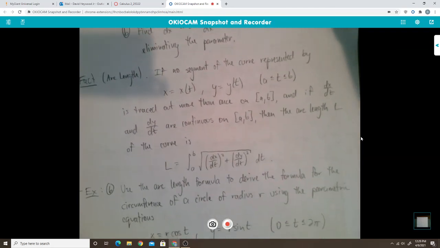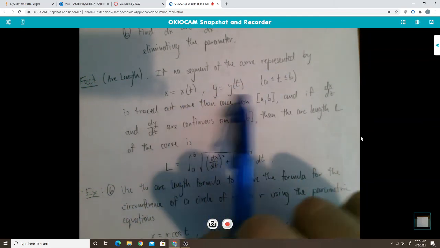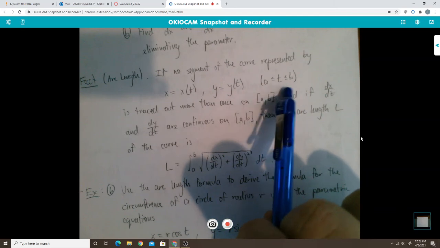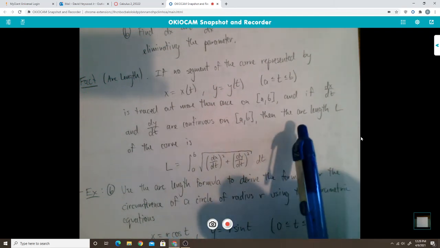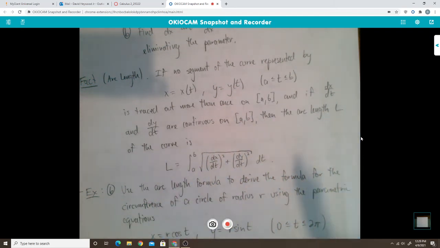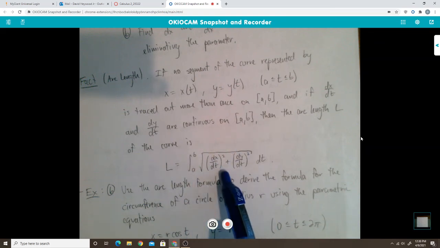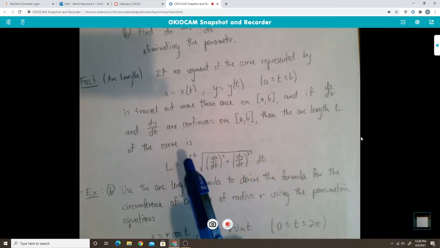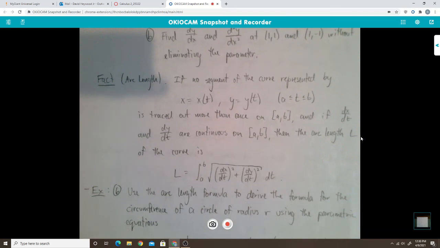So the arc length of a parametric curve. If no segment of the curve represented by this parametric equation is traced out more than once on this interval, and if dx/dt and dy/dt are both continuous on the interval, then the arc length L of the curve is L equals the integral from a to b of the square root of (dx/dt) squared plus (dy/dt) squared. This is really similar to the arc length formula we had before when we were working with one dimension, where we had the integral from a to b of the square root of 1 plus (dy/dx) squared. So this is a similar type of formula.